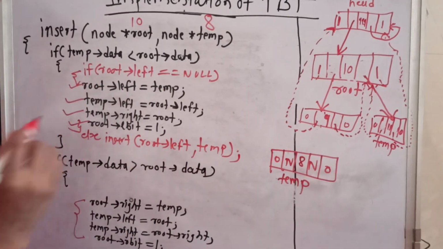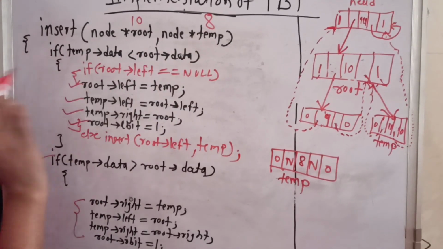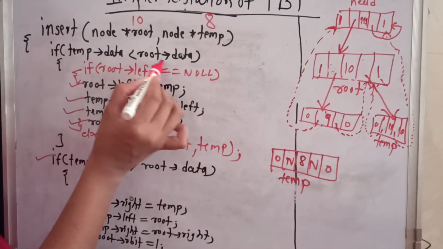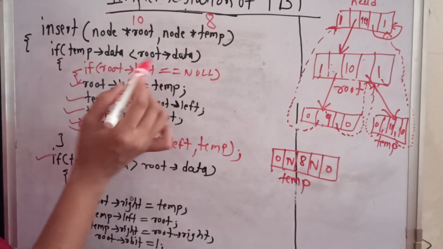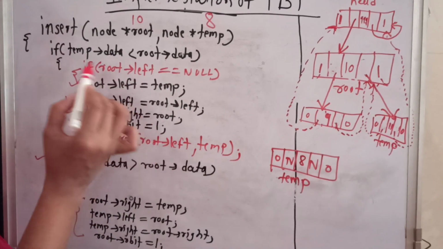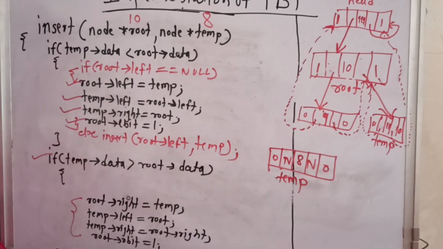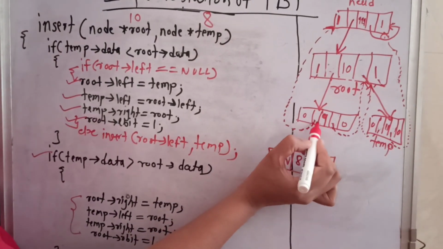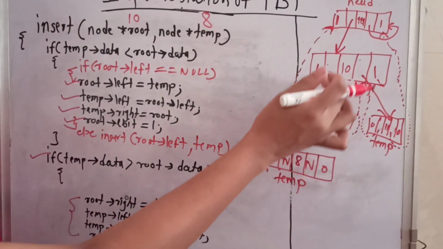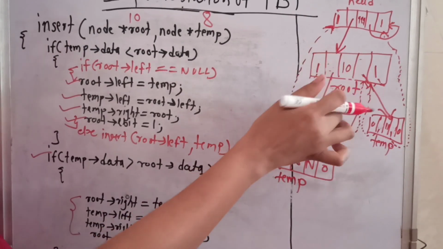So now what will happen here? It will come here, it will test the condition. If the temp data is less than the root data, the condition is true. Now it will check one more condition, whether the root left is equal to null. If you see, the root left is not null here because the actual pointer is present here.